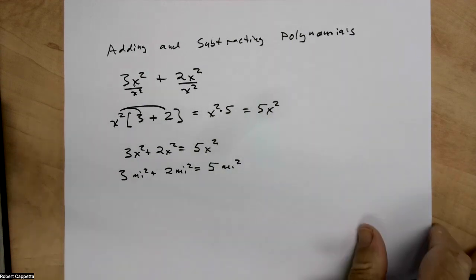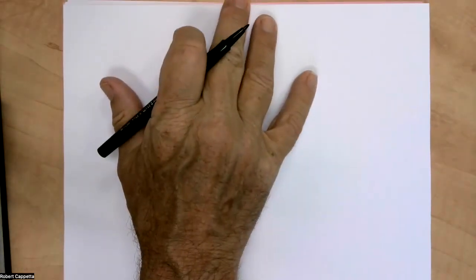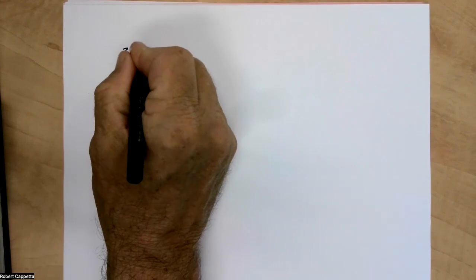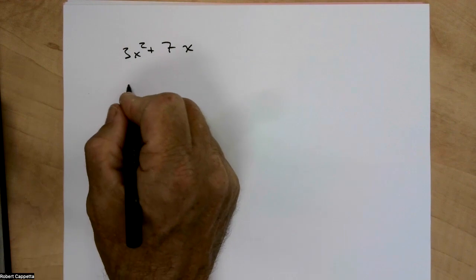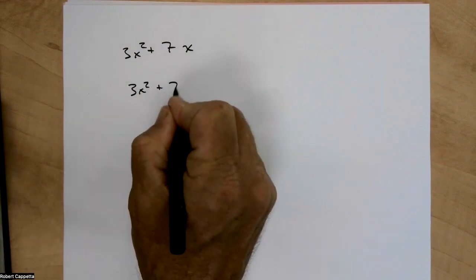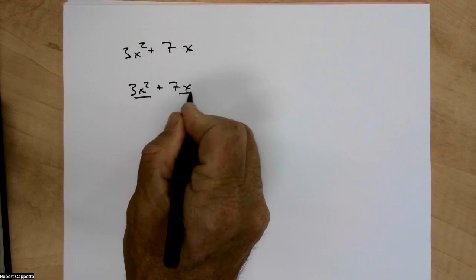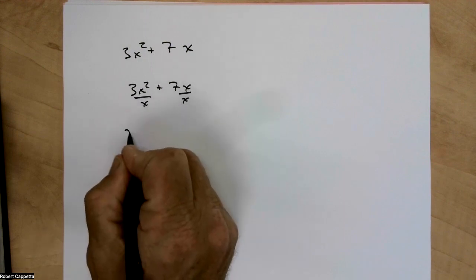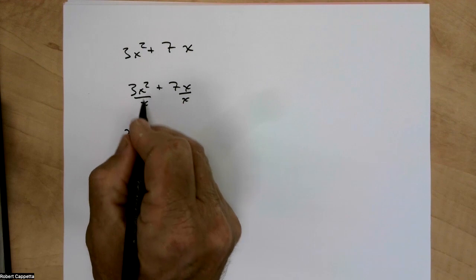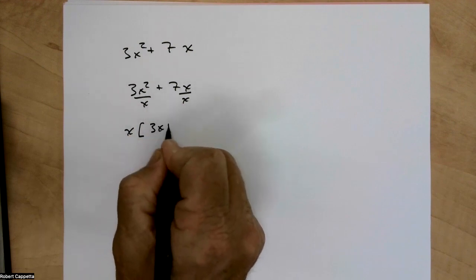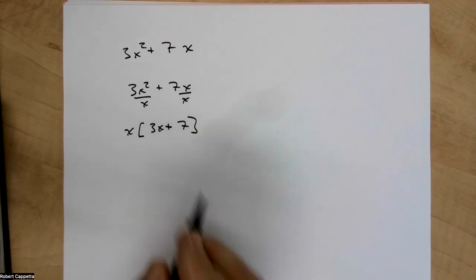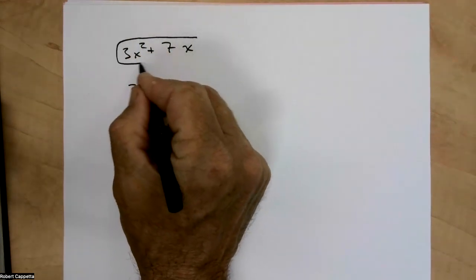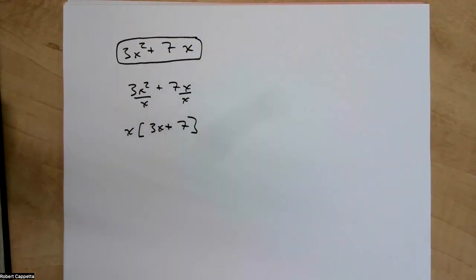Now, where it gets interesting, though, is when we do not have like terms. For example, if I have 3x squared plus 7x, these are not like terms. If I want to play that factoring game, I could do it. If I factor out an x, because there's an x common to both. Factoring an x out of the first piece, 3x squared divided by x is 3x, plus 7x divided by x is 7. There's nothing else I can do with this. I can't simplify this. So these are not like terms. That's the best I can do with something like that.